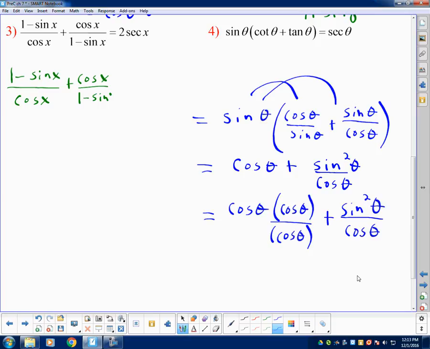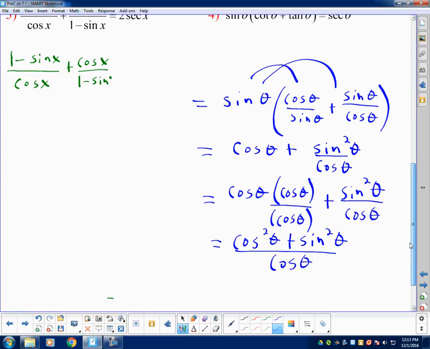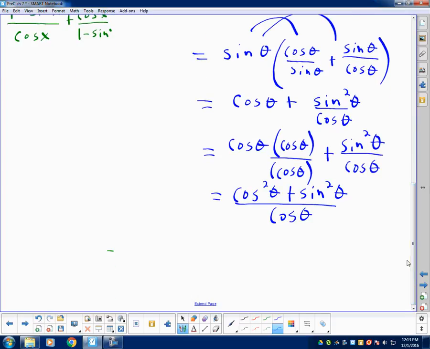So what I end up with is cosine squared theta plus sine squared theta over cosine theta. And what is cosine squared theta plus sine squared? 1. So we have 1 over cosine theta. And what's 1 over cosine theta? Secant theta.